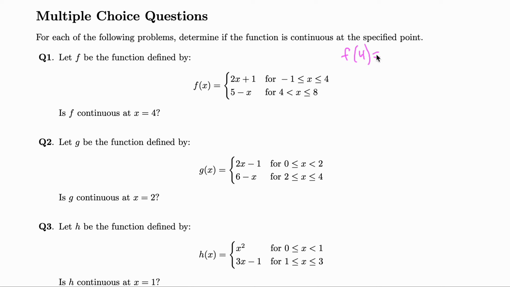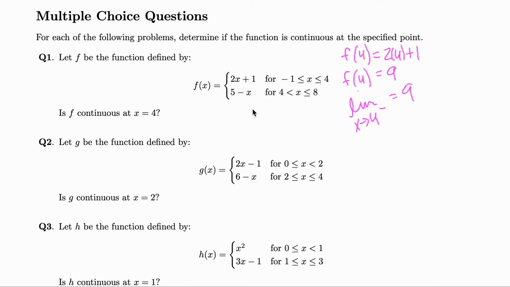So let's go ahead and plug in 4 for x to get the actual value. So in this case, we would get 9. So f of 4 equals 9. Now let's go ahead and take the limit from the left and the limit from the right. The limit from the left is again going to be given by this top function rule. So of course, using direct substitution, I'm going to get the same thing. So limit as x approaches 4 from the left is also going to equal 9.